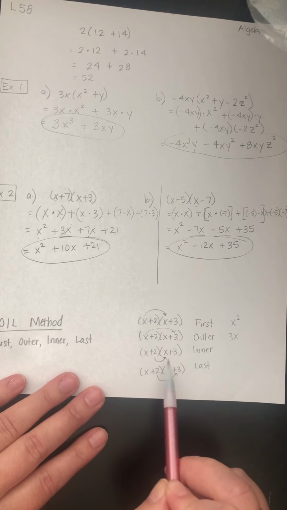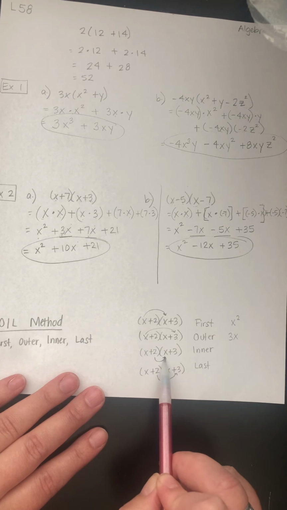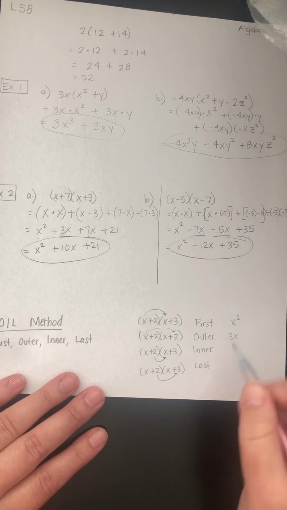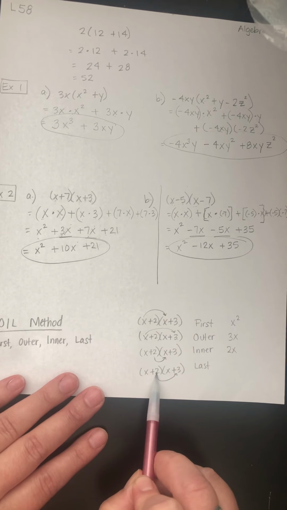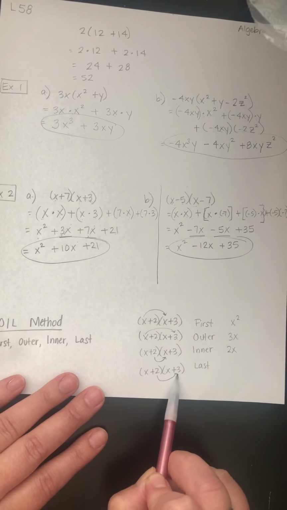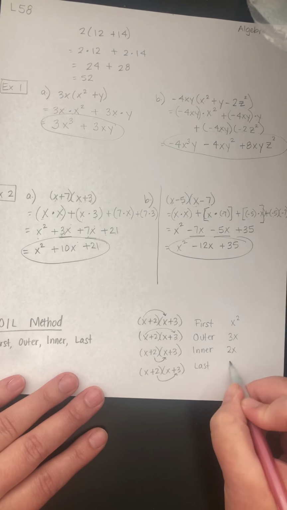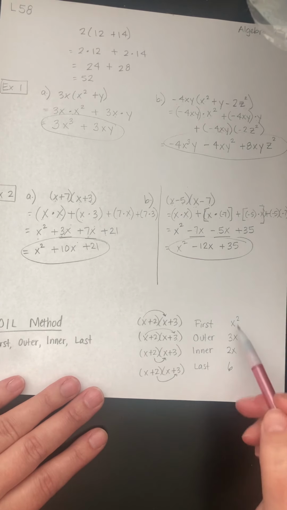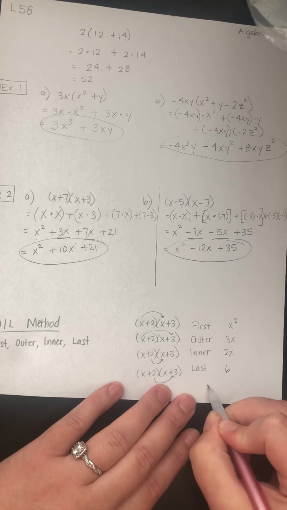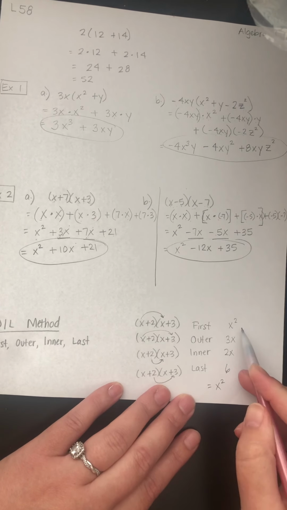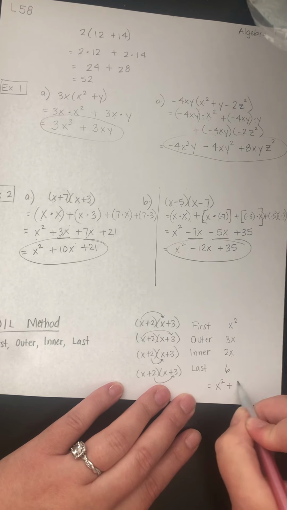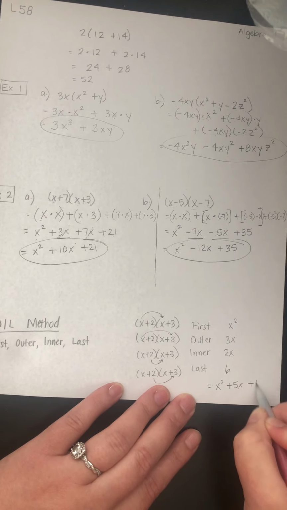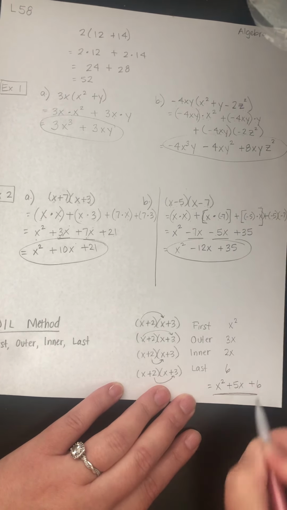Then our inner terms, 2 is the inside term and x is the inside term. 2 times x is 2x. Right here, our last two terms, our last term in this polynomial is 2, and the last term here is 3. 2 times 3 is 6. Everything's positive, so these are all going to be positive. Our answer, x squared, that's the only x squared term, 3x plus 2x, we add these numbers together, we get 5x, and then plus 6. That's how you do the FOIL method.